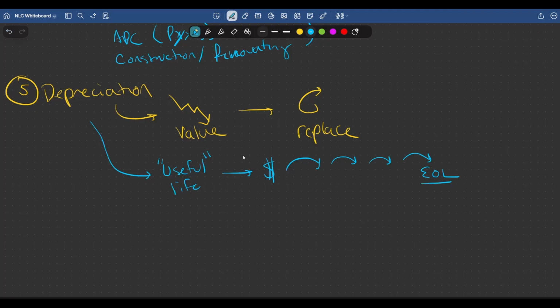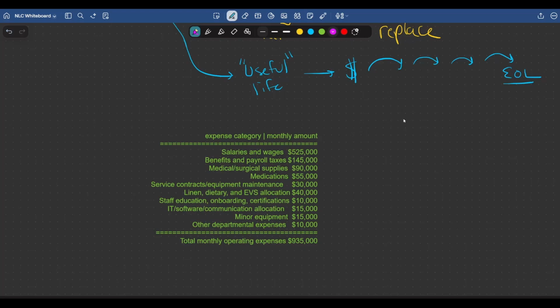So to pull this together, it would make the most sense to look at OpEx and CapEx examples together. So for that 40-bed unit, let's say this month's finances include these expenses. You've got $525,000 in salaries and wages. You've got $145K in benefits and payroll, medical and surgical supplies, $90K, and so on, right? And then at the bottom line, that makes all your operating expenses $935,000 because you sum them all together. So there's your operating expenses.